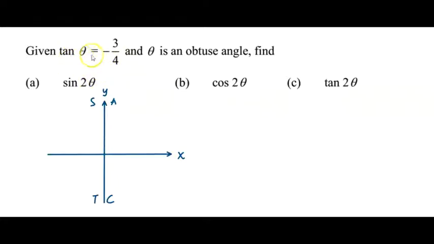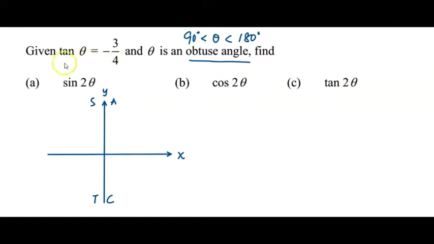It's given that tangent theta equals -3/4 and theta is an obtuse angle, so it means that theta is in between 90 degrees and 180 degrees. In other words, theta is in the second quadrant. Now after that we need to find sine 2 theta, cos 2 theta, and tangent 2 theta.